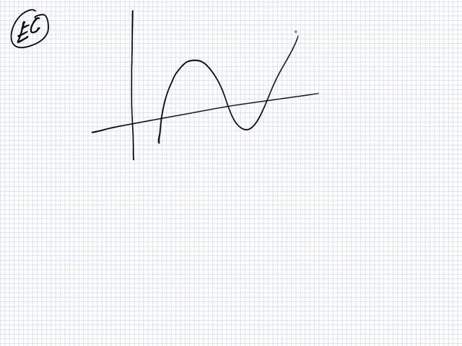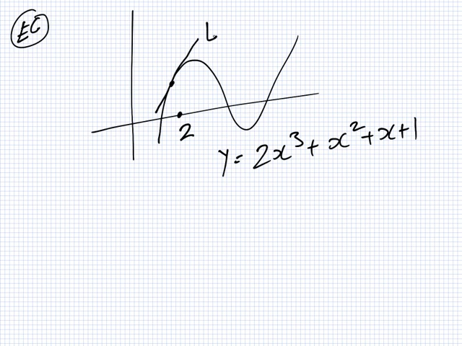Okay, let me give you one to try. Here's a cubic, something like this. Y equals, we'll say, 2x cubed plus x squared plus x plus 1. And let's call this point here x equals 2. And I want this tangent line. Okay, I'll give you a minute. Give me the tangent line here.